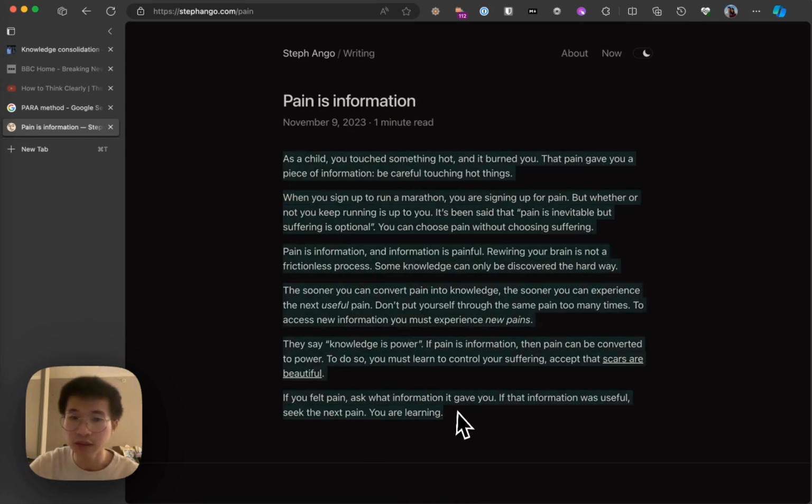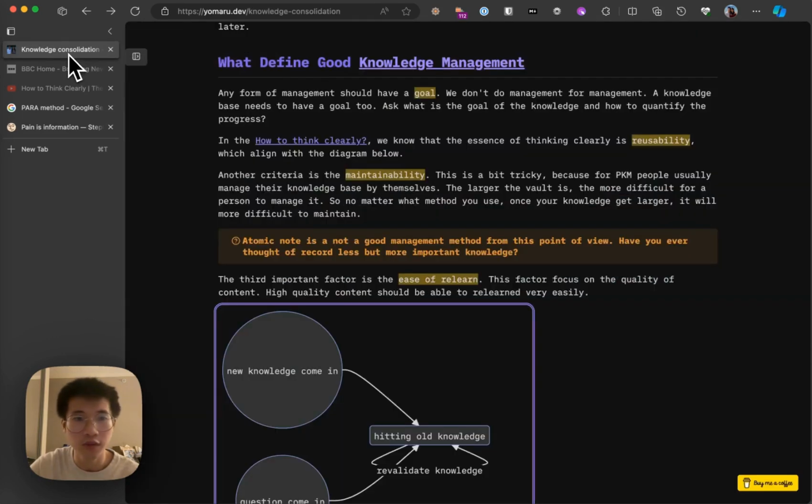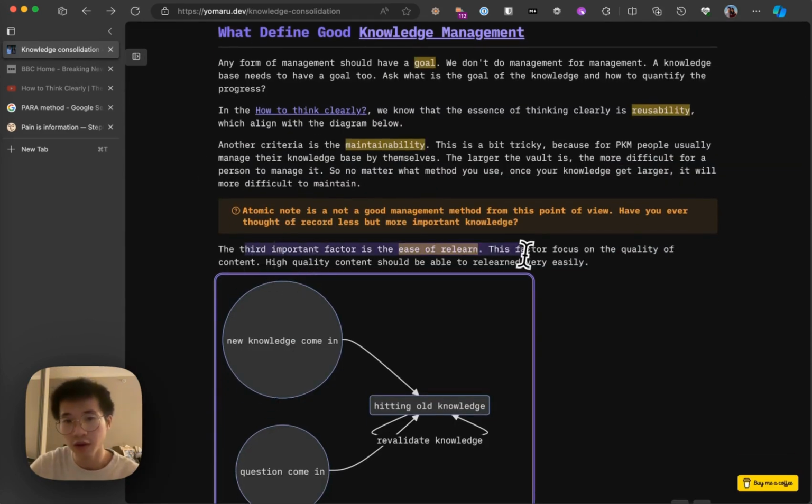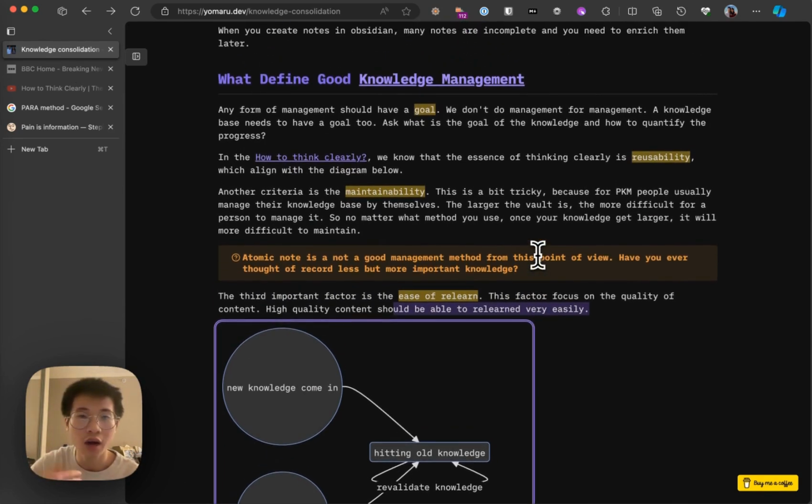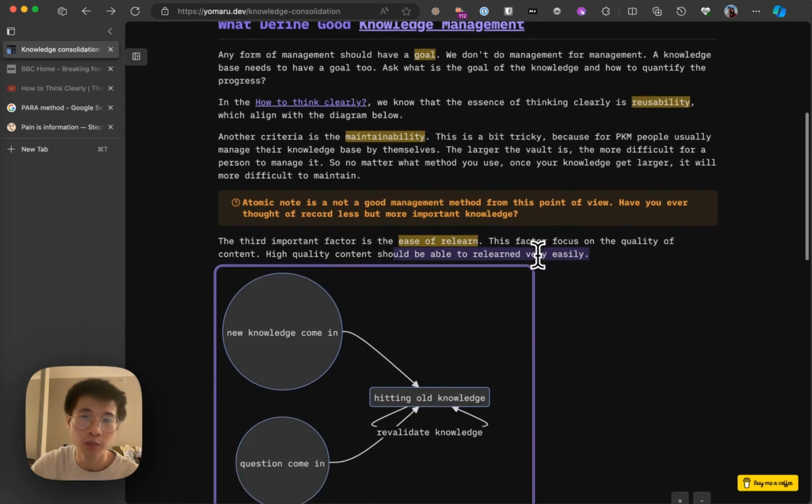And the things he writes can be easily absorbed by other people, and are very easy to understand by his future self as well. That's why this factor is very important. It means that when we write notes, we don't only focus on the quantity, but also on the quality. And these three factors are very important. It's how I assess whether I have good knowledge management or not.